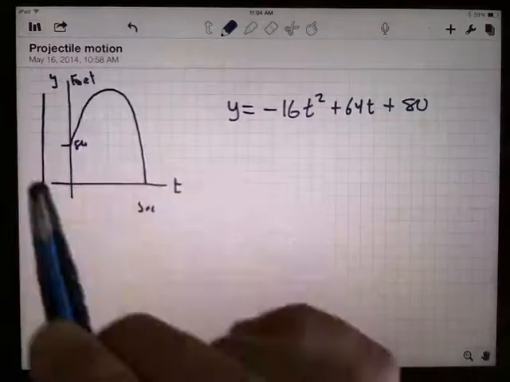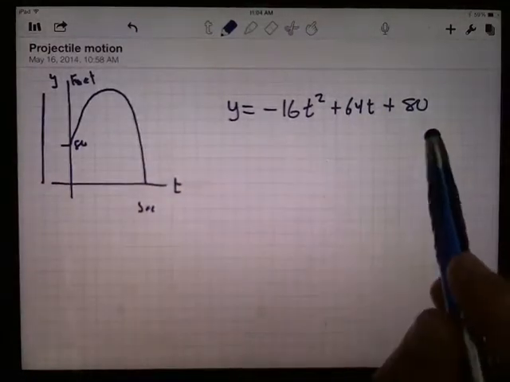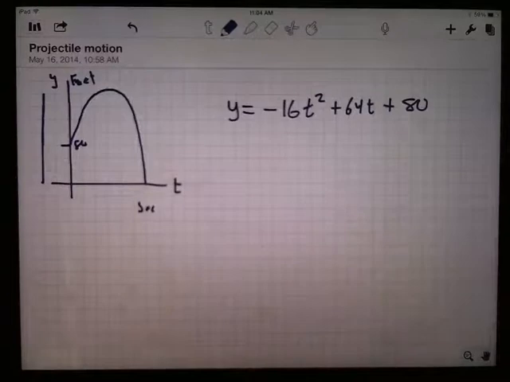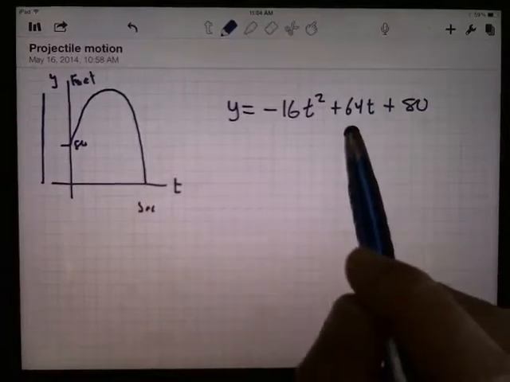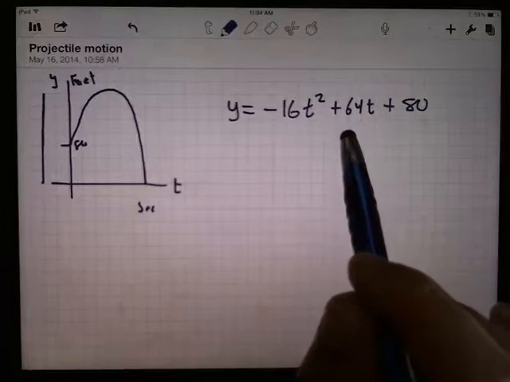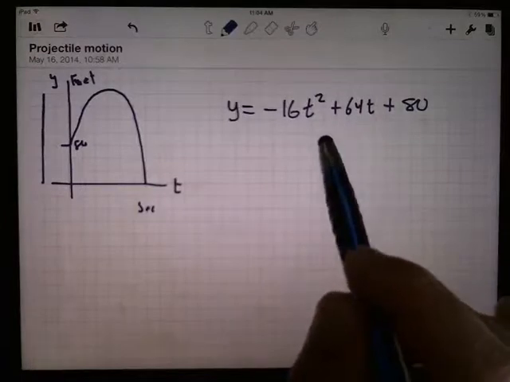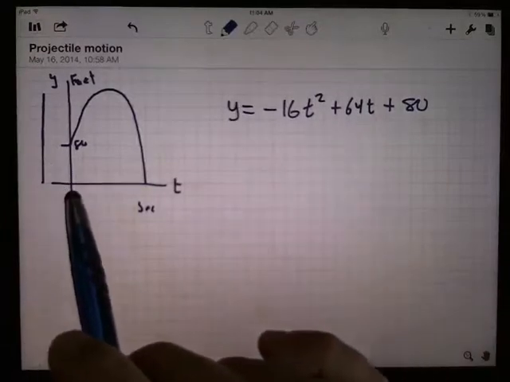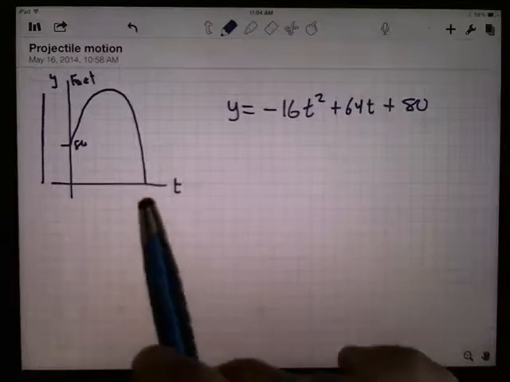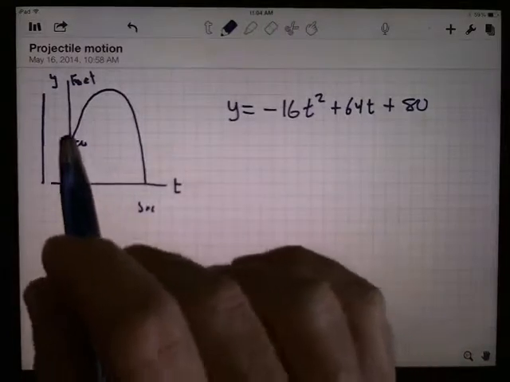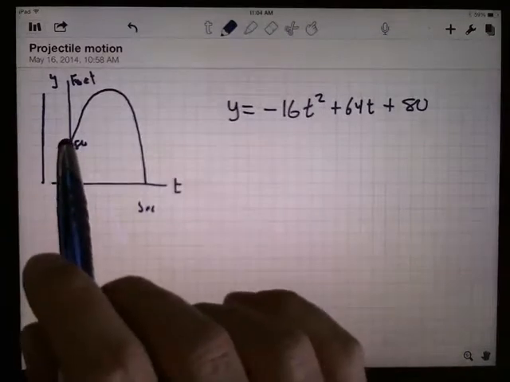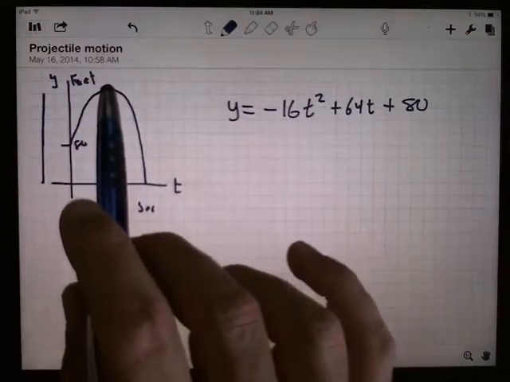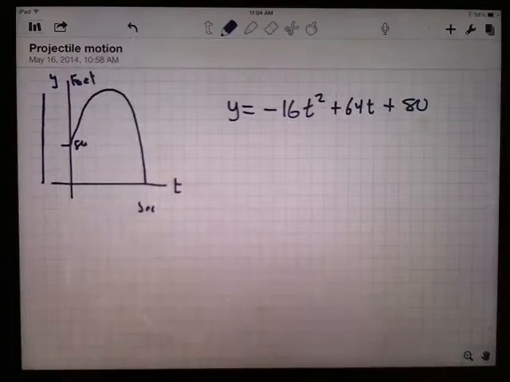Now, where this formula came from, I made it up. This is its height function. It's designed to fairly accurately model projectile motion if there's no air resistance. Of course there always is air resistance, but if we neglect it, things look like a parabola. So it's starting at a height of 80, it's going upwards, at some point it stops going upwards, and then it comes back down again, right?